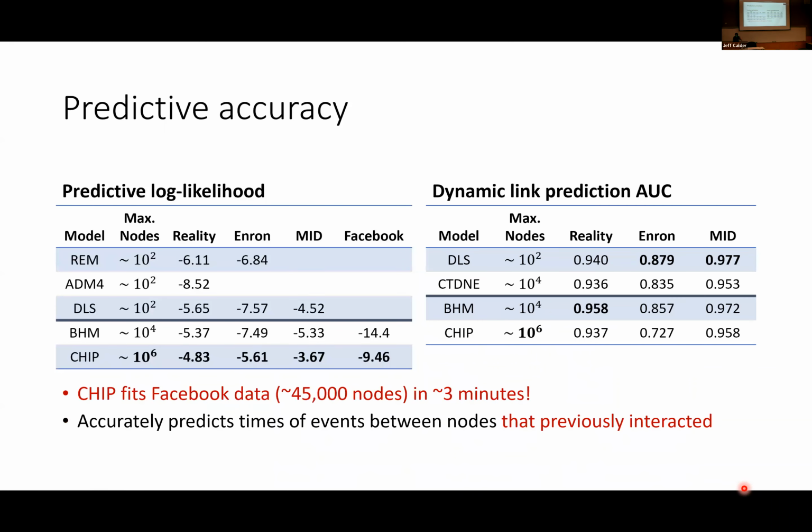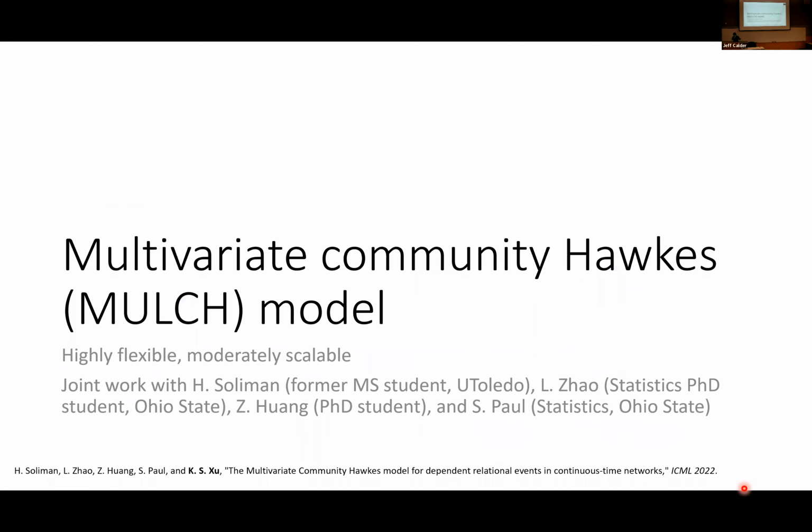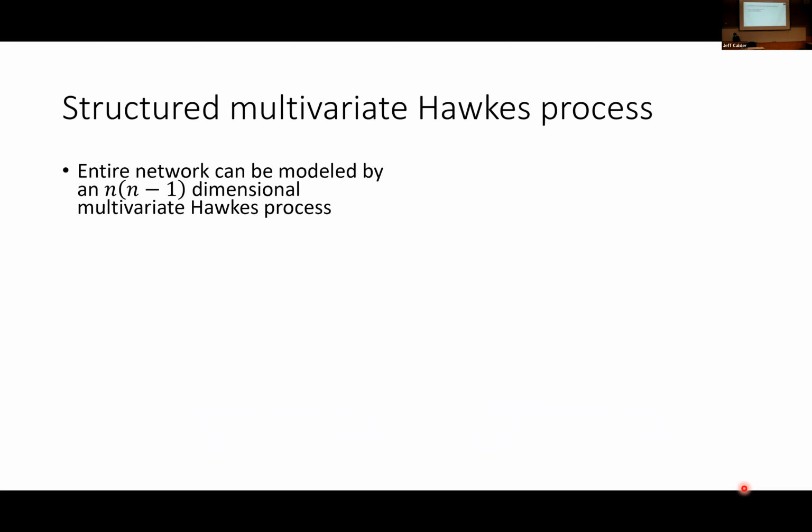I'm going to skip the accuracy here. I'll come back to that when I talk about the next model, the MULCH model. This is multivariate community Hawkes, highly flexible, I would say moderately scalable. So not 1 million nodes, but maybe about 10,000 nodes. And in this model, we use a structured multivariate Hawkes process.